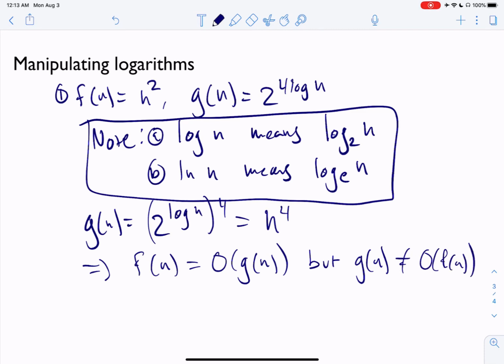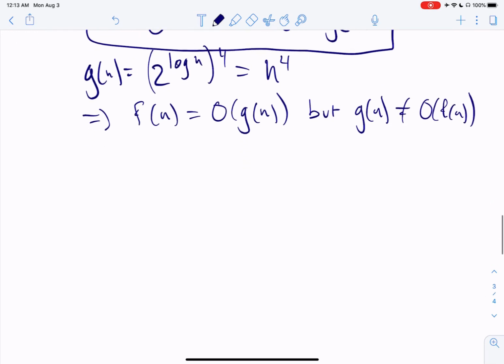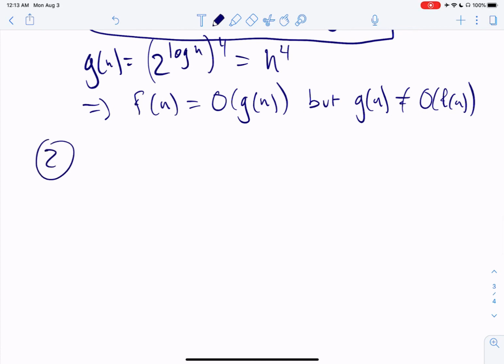Good, okay, so let's try a slightly harder one. How about f of n equals 3 to the log base 5 of n? Of course, I picked these weird numbers, 3 and log base 5, because they don't match up appropriately. It's very hard for us to reason about how this thing grows.